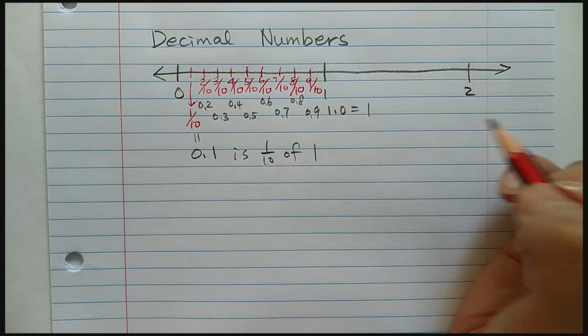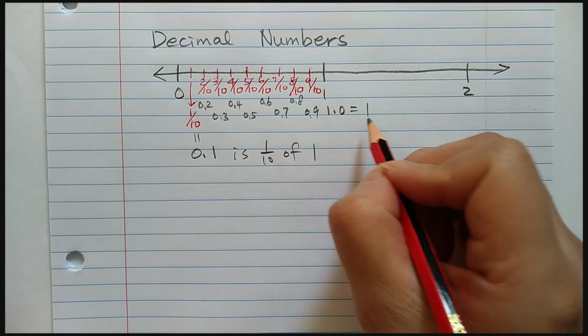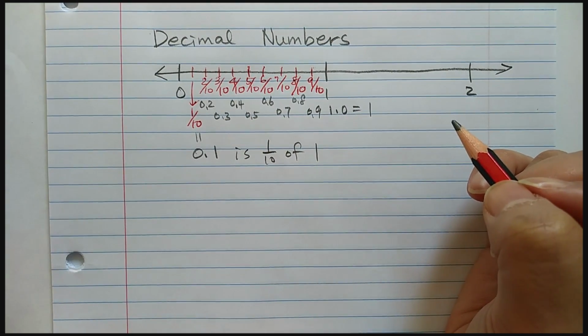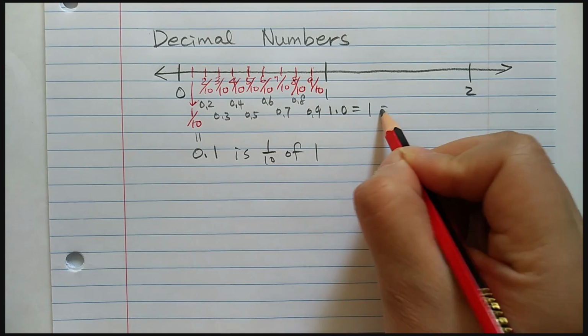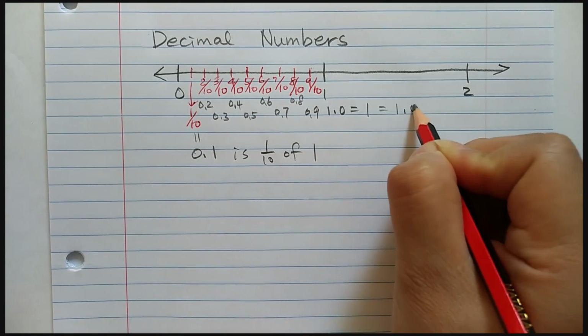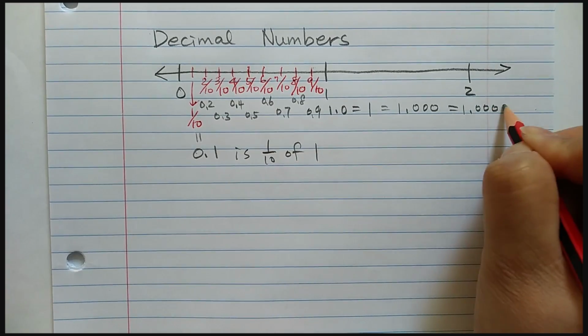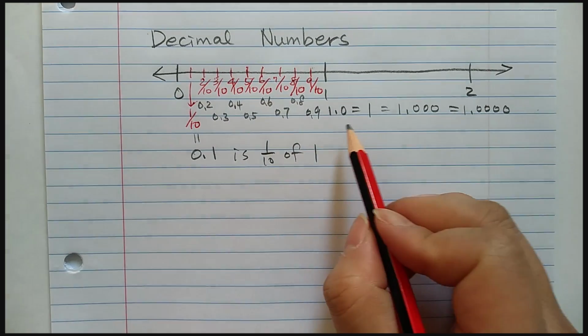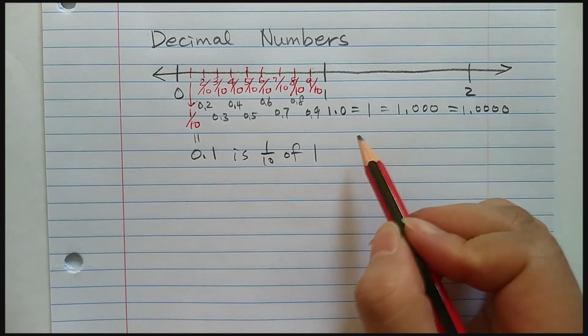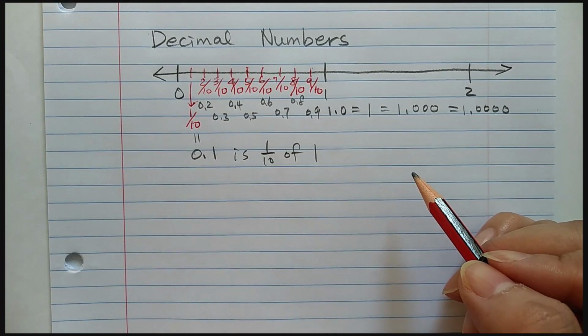In decimal numbers, the following 0 doesn't have any value. So 1 is also equal to 1.000 or 1.0000. They all have the same value, which is 1.